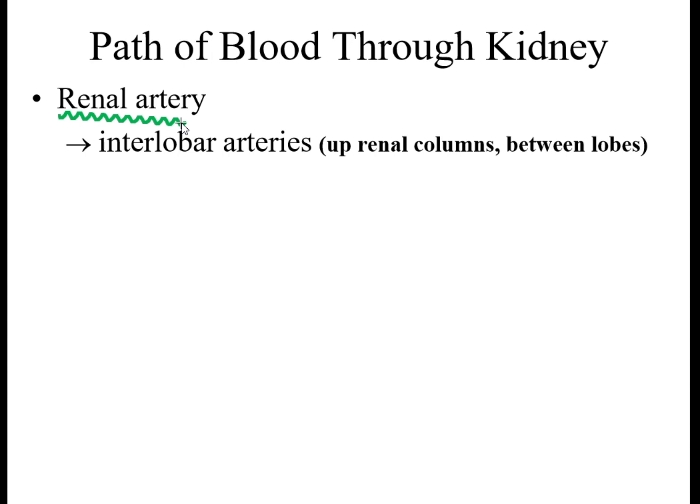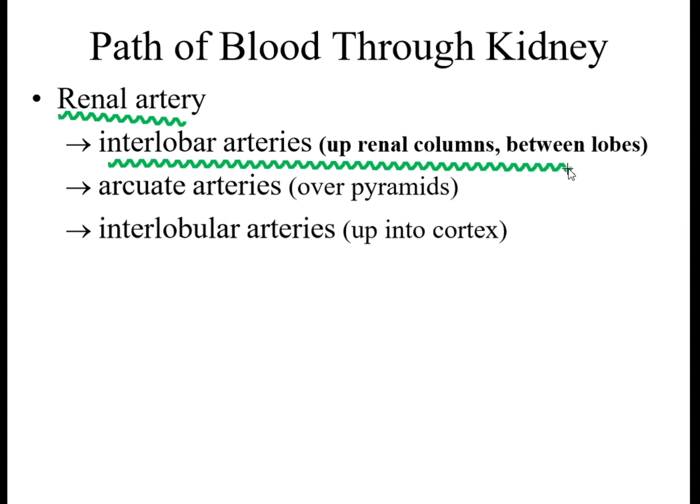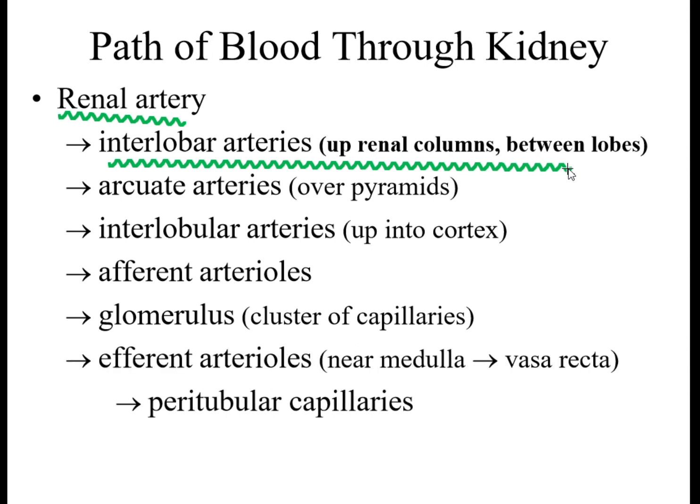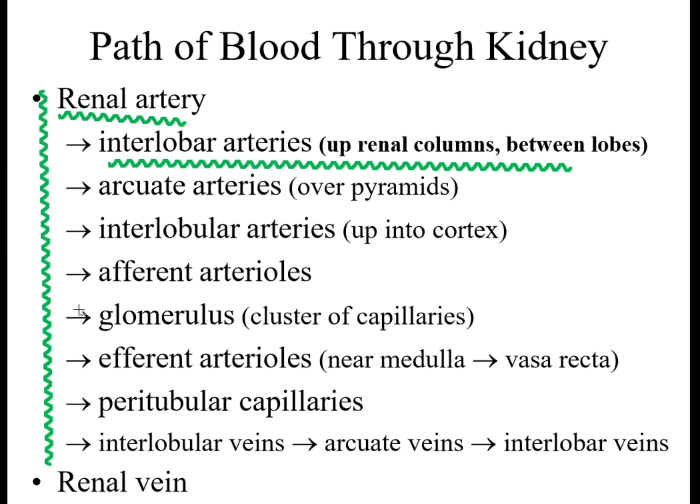Here you can see the interlobular arteries of the renal columns between the lobes. Then the arcuate arterioles over the pyramids, then the interlobular arteries up to the cortex, then the afferent arteriole, then the glomerulus, then the efferent arteriole, then the peritubular capillaries, then the interlobular veins, then the arcuate veins, and then the interlobular veins. And then finally the renal vein. So this is the pathway of blood through the kidney.